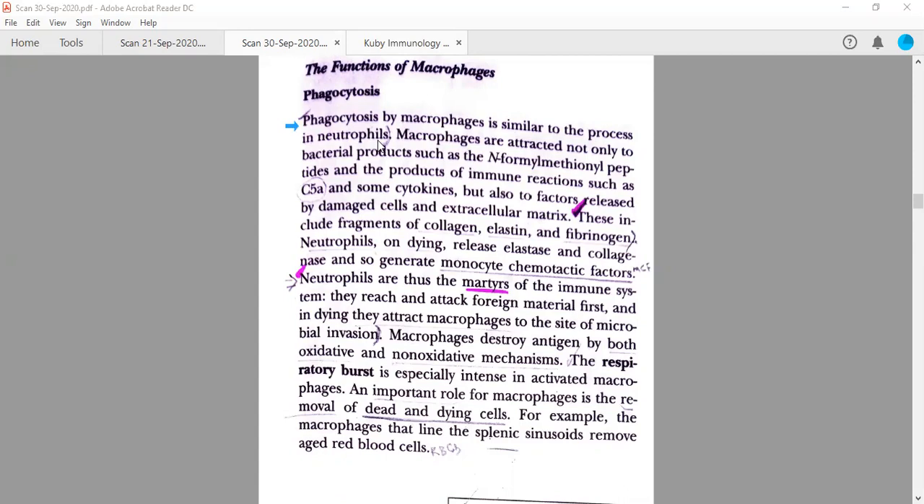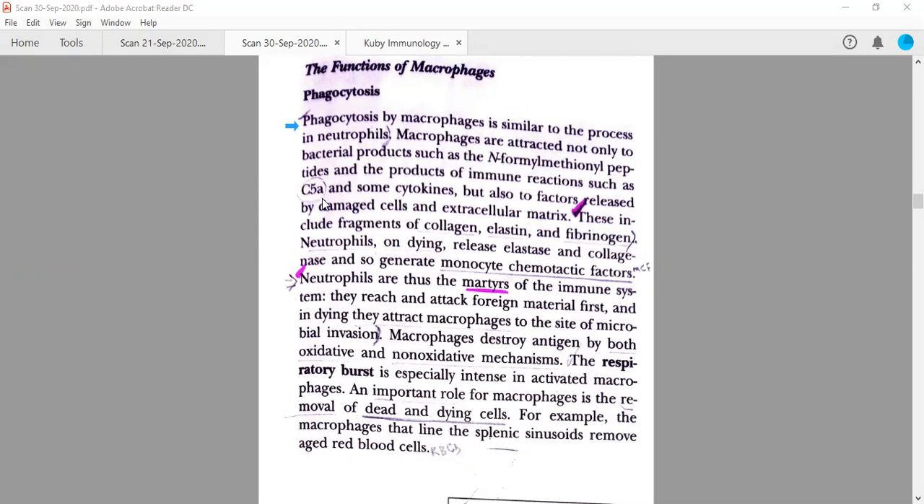They do not present antigens to any other cells. But macrophages have this particular function of activation or antigen presentation. Therefore, they can also activate other cell types which are present in the immune system. Macrophages are attracted not only to bacteria and their products such as N-formyl methionine peptides, but also to products of the immune reaction, for example, C5a.